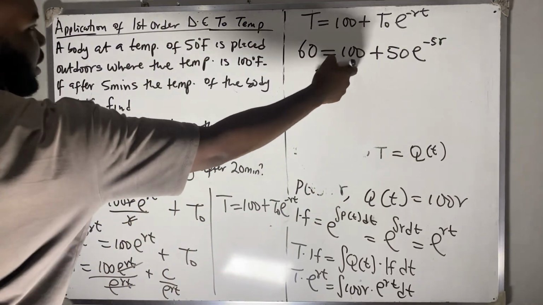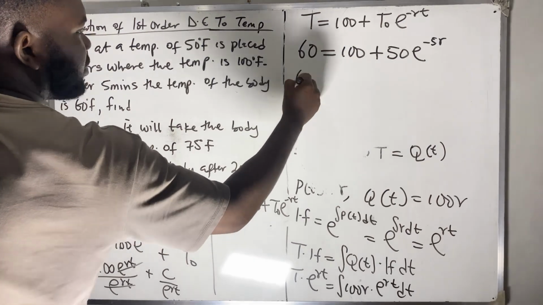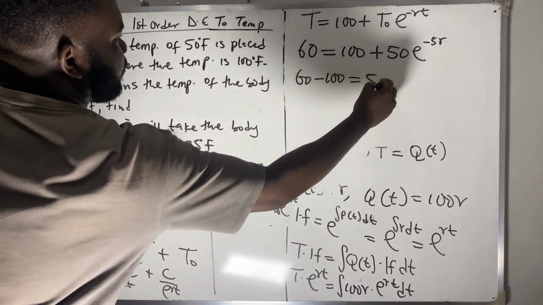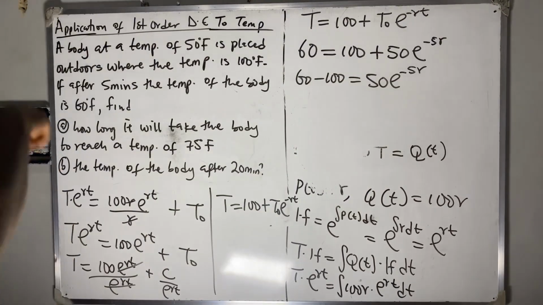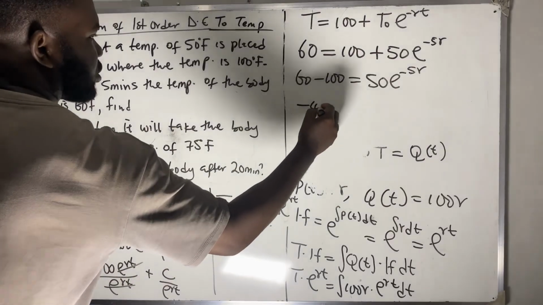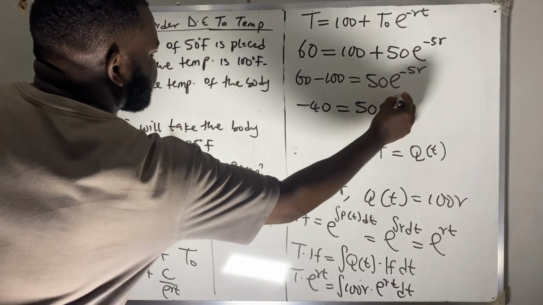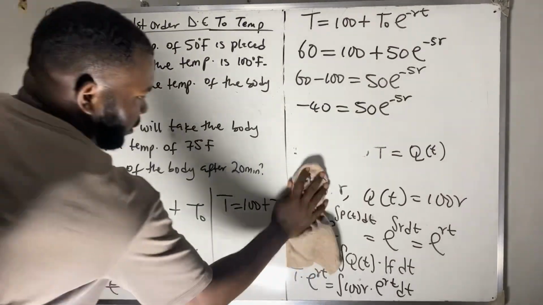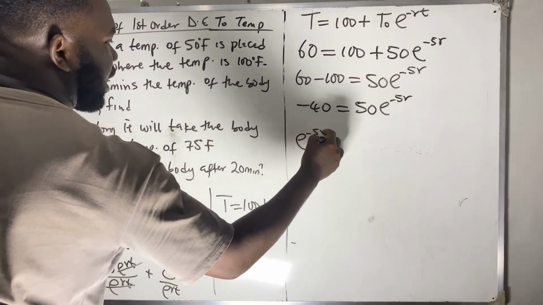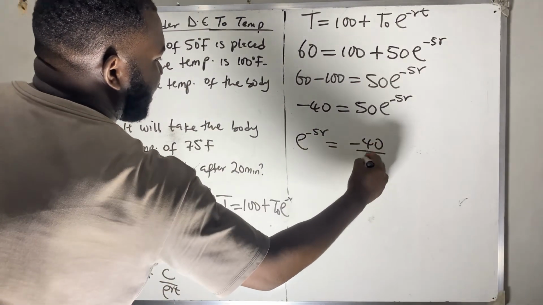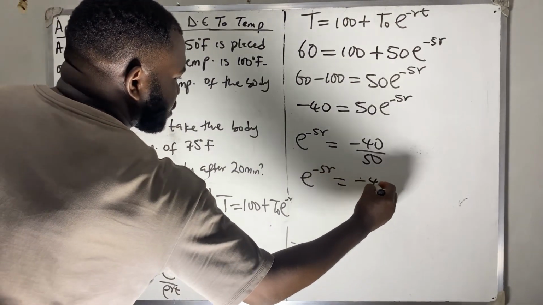Okay, so I'm going to move this 100 over, so that 60 minus 100 is equal to 50 exponential minus 5R. Doing this, I'm going to have that minus 40 is equal to 50 exponential minus 5R. To calculate our R, exponential minus 5R will now be equal to minus 40 divided by 50. So exponential minus 5R will now be minus 4 over 5.